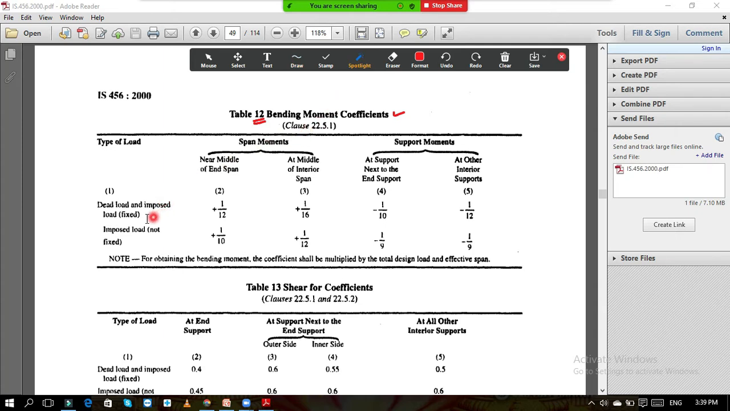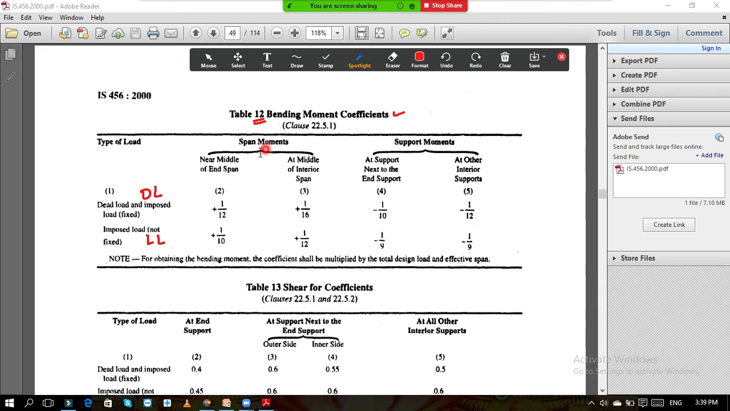So here you can see this dead load or imposed load. So this is your dead load. Here it is imposed load, means live load, it is given over here. So this is the dead load coefficient. This coefficient whatever given over here, it is the dead load coefficient, and this 1 by 10 is live load coefficient, and similarly this row is given.